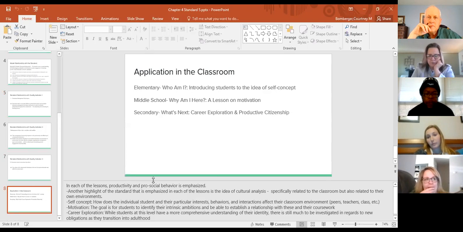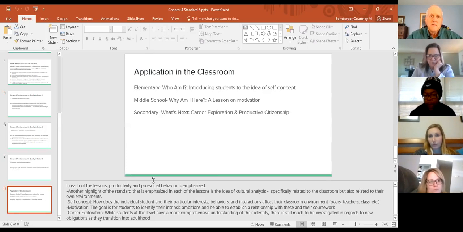So just breaking down each of these, wrapping up on self-concept, how does the individual student and their particular interests, behaviors, and interactions affect the classroom environment? So that's peers, teachers in the class, etc. Moving on to motivation, the goal for students is to identify their intrinsic ambitions and be able to establish a relationship with these and their coursework. And then again, building on towards that as a transition from middle school to high school. With that more comprehensive understanding of their identity and their interests, there's still much to be investigated in regards to new obligations as they transition into adulthood. So again, a wide utility net, so to speak, in regards to how this standard applies to the particular teaching model.